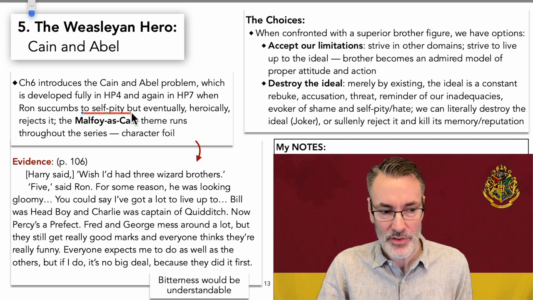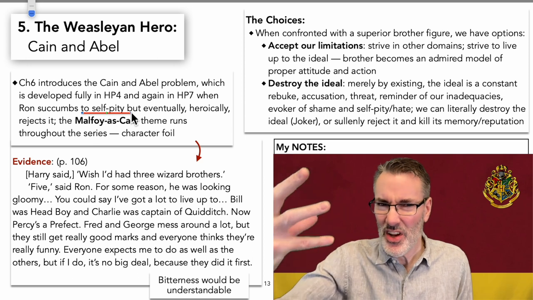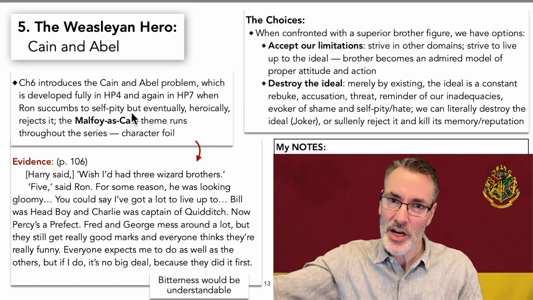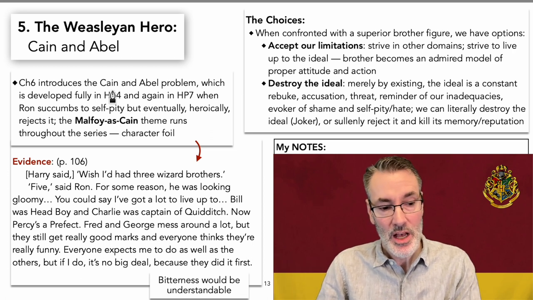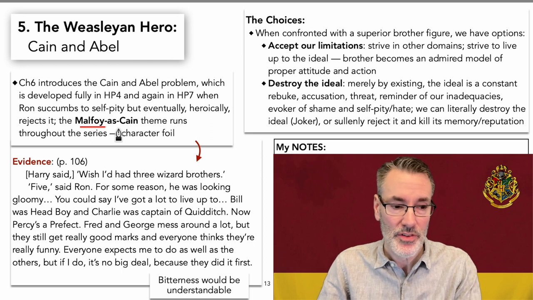You're familiar with this, even if you haven't read the books yet, which you have. You remember from the movie, Ron gets all sullen and resentful and bitter and filled with self-pity, and he's heading down a dark path. But he turns it around, and that's why I call him the Weasleyan hero, because he does what we should be doing with those kinds of feelings.